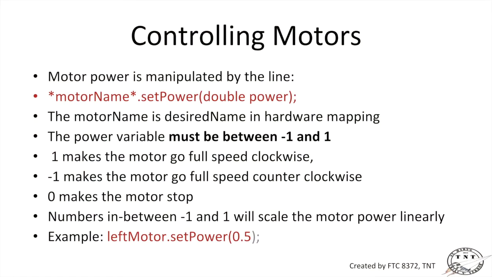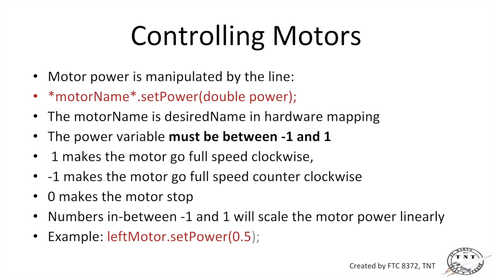So motor power is manipulated by the line motorName.setPower and a double power as the parameter. So motorName is the desired name in hardware mapping. So whatever variable you declared before init and whatever you put into hardware mapping. Make sure it's not the config name. That's not the same thing. It's the desired name. So the power variable must be between -1 and 1.